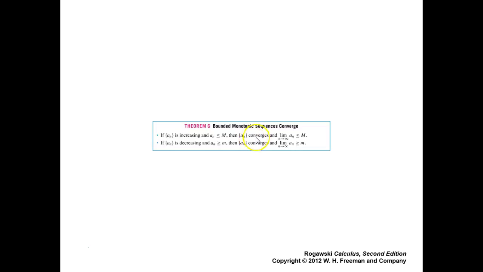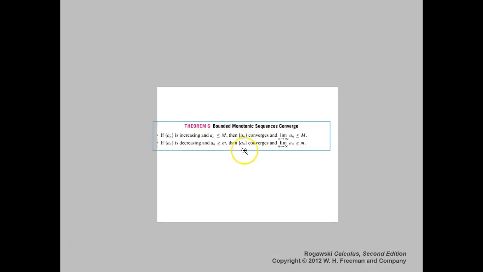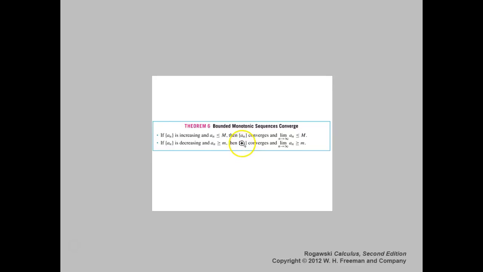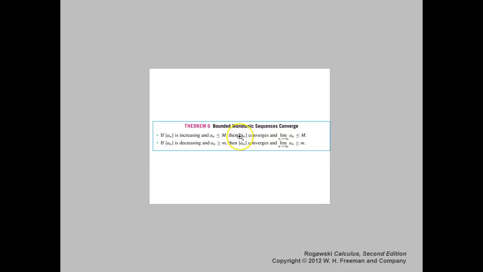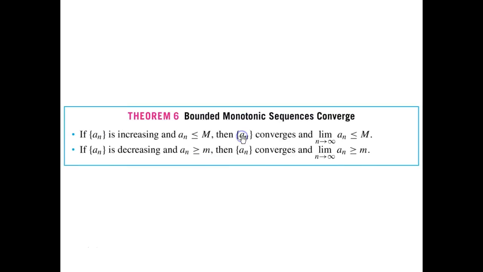Well, they're a little out of order here. Let's get the theorem first, then we'll come back to that table. All right. And this is sort of theorem 6, kind of says what I just did. If you have a bounded monotonic sequence, they're always going to converge.